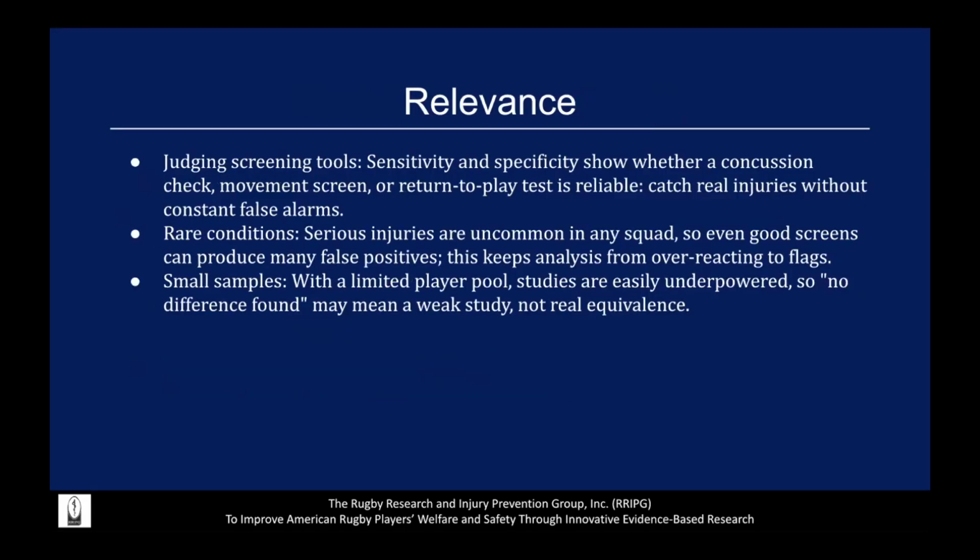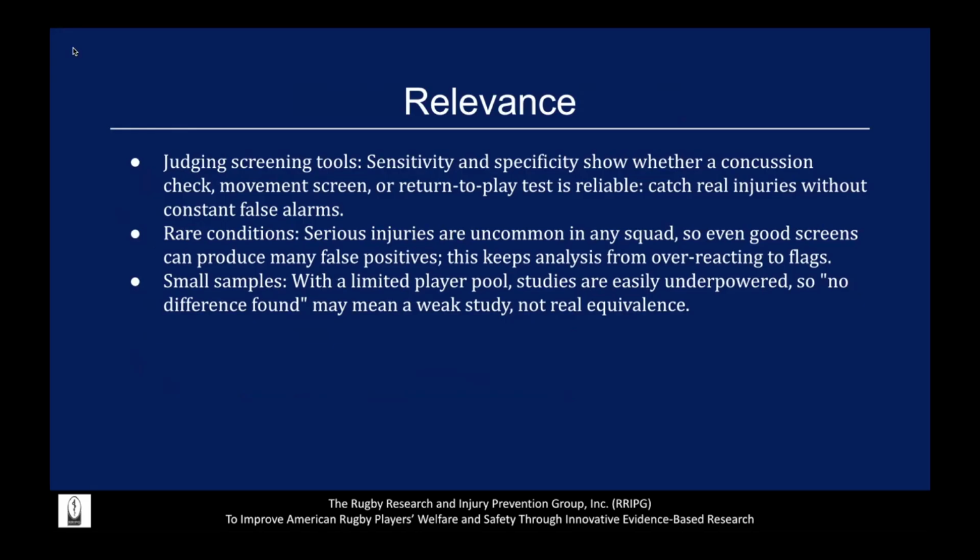And so, relevance in our context, we can use it for screening tools. In this case, sensitivity and specificity are going to show us whether a concussion check, or for example a movement screen, or maybe a return-to-play test, is actually reliable, and whether we're able to catch real injuries without constantly having false alarms.